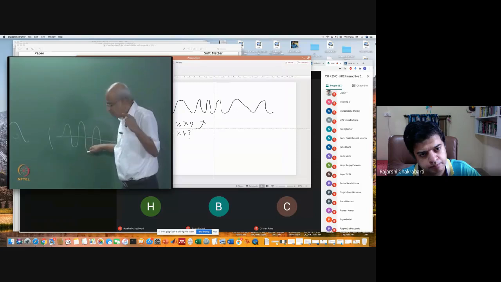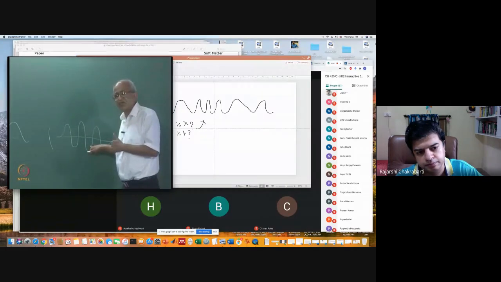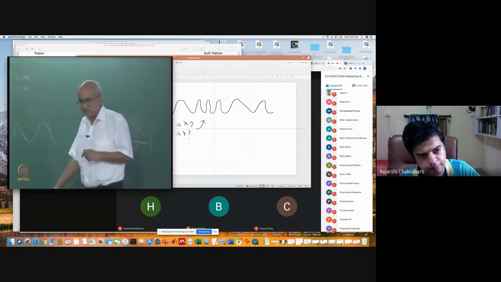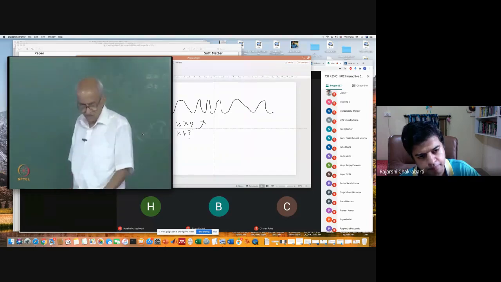Correct? But then you ask, what is the wavelength of this? The answer is ill-defined, because you have to think of a wavelength for this. We will see how it may be done in the next few pictures.